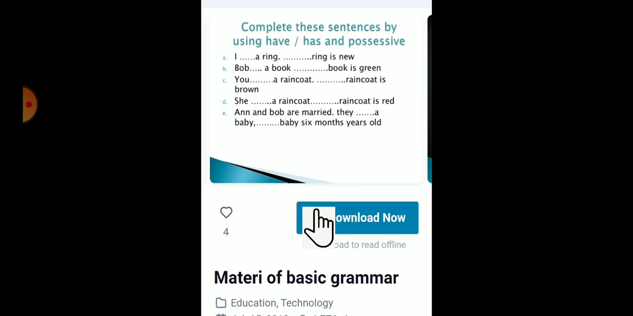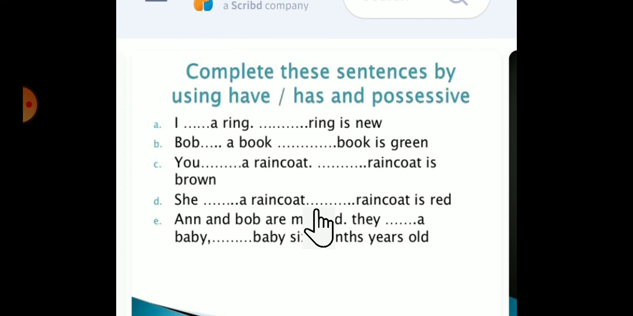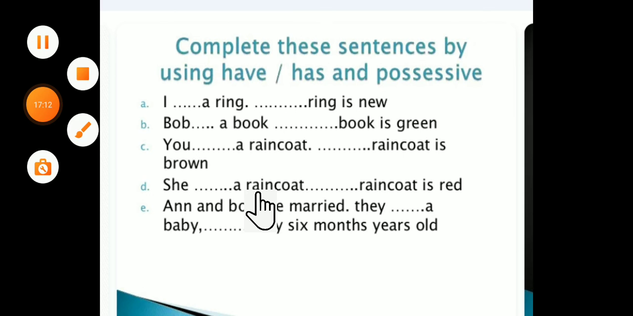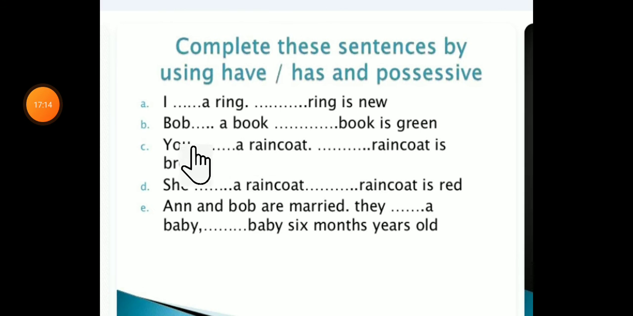Okay. So another thing we have here, this one. Which one? See. Complete these sentences by using have and has and possessives. Okay, we have to put have and has with their possessive. So let's begin with this. See, I have a ring. I have a ring and my ring is new.